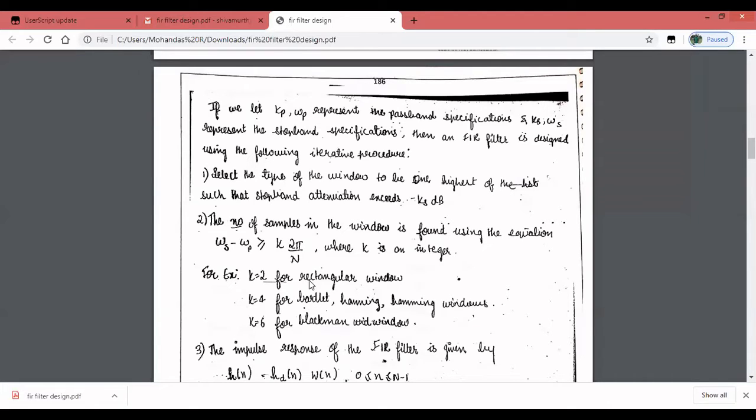For rectangular, it is K is equal to 2. For Bartlett, Hanning and Hamming, it is K is equal to 4. And for Blackman window, the K is equal to 6. Okay, so of course I have to find out the number of samples.